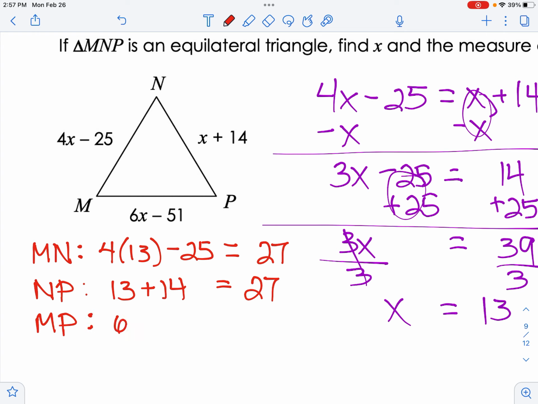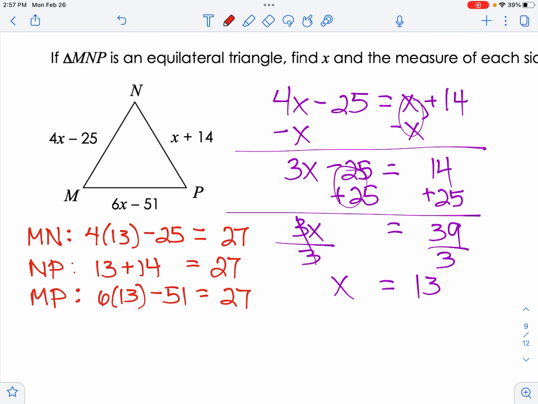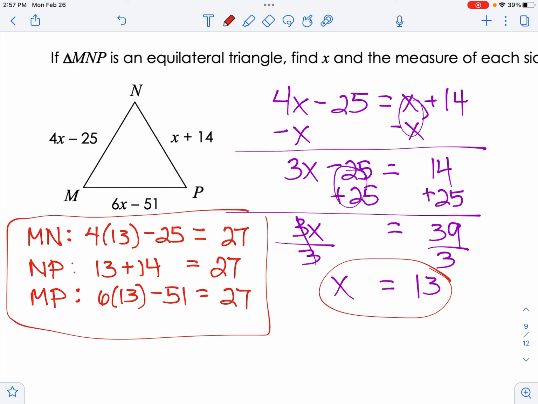And then the last one is 6 times 13 minus 51. So that would be 78 minus 51, which is 27. Okay, so we know that those are all right. Really, what did I have to do? I had to find x and then the length of every side. So we did that. Okay, good.